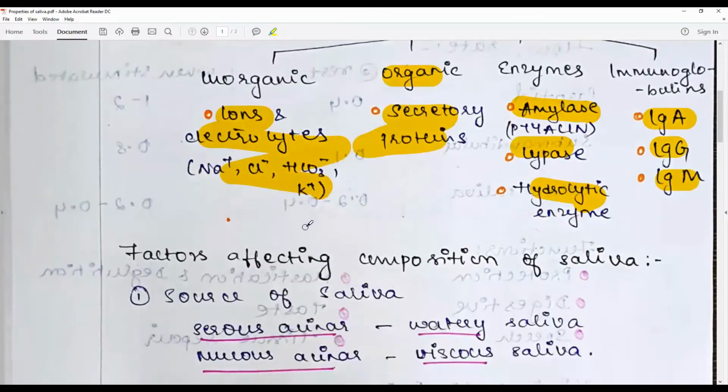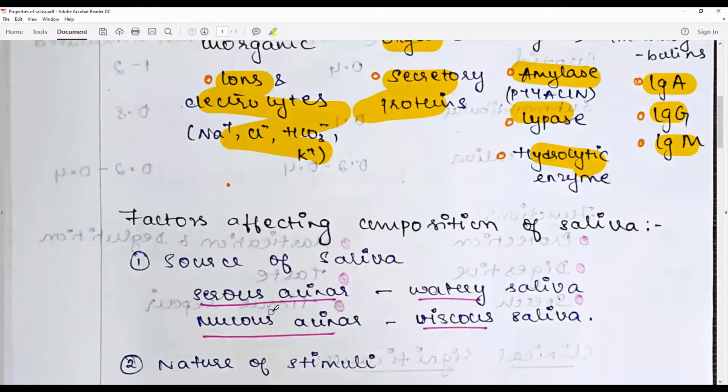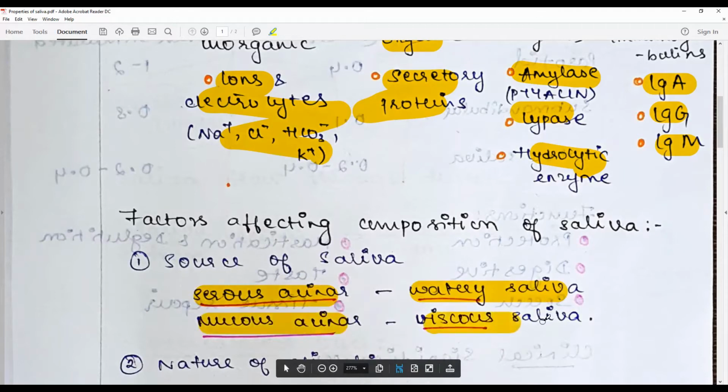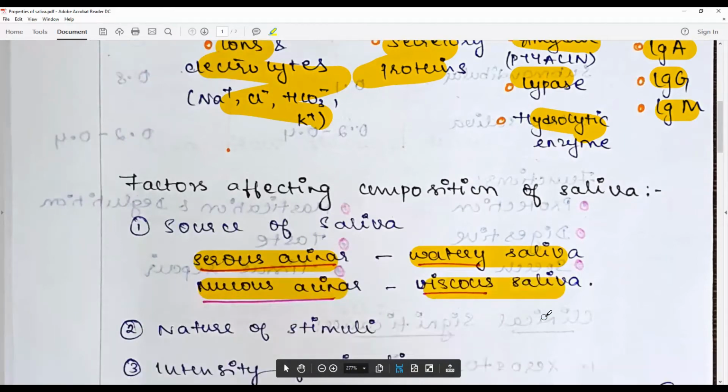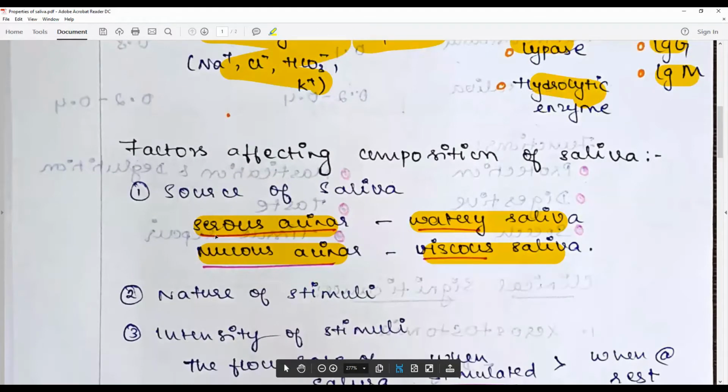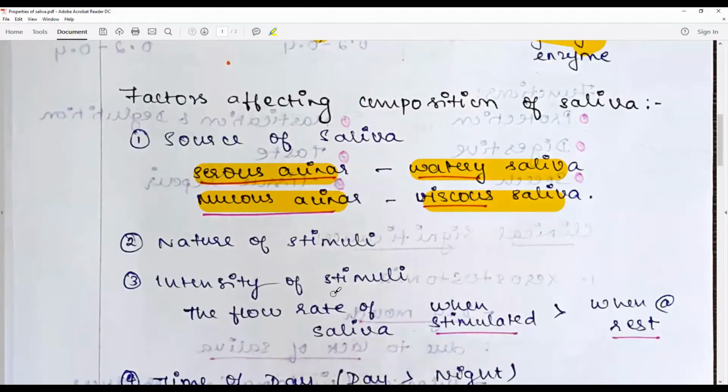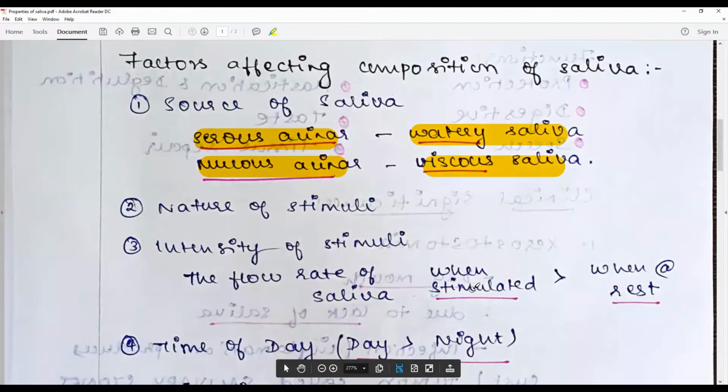The factors affecting the composition of saliva: first is the source of saliva. If it is from serous acini, it is more watery saliva with more proteins. Mucous saliva is viscous in nature and has a lot of mucins. Next is the nature of the stimuli evoking the secretion and the intensity of stimulation. The flow rate of saliva when stimulated is large compared to rest. When stimulated, it is more serous. When at rest, it is more mucous.